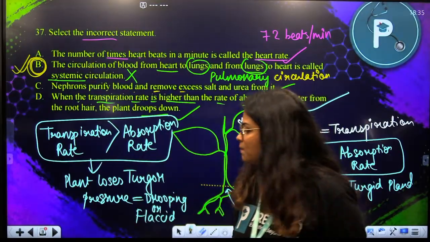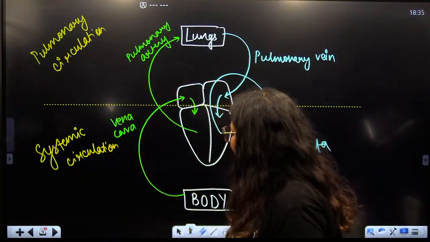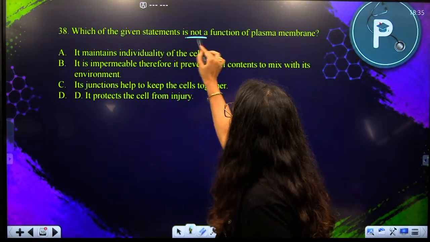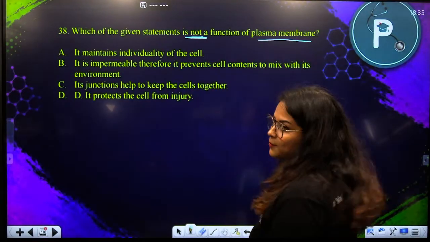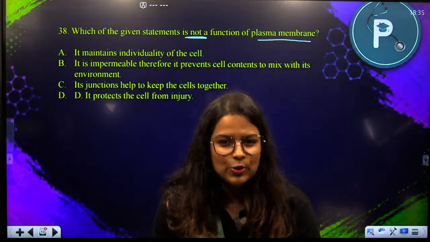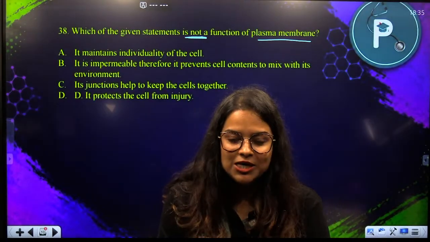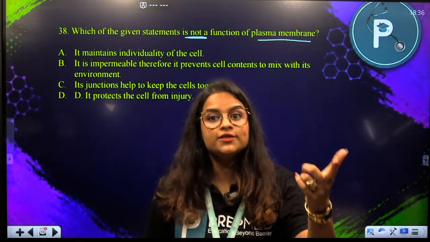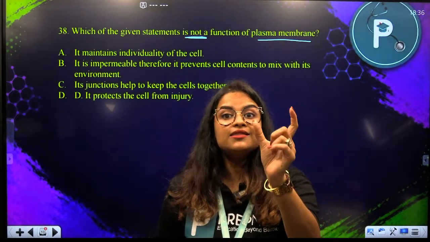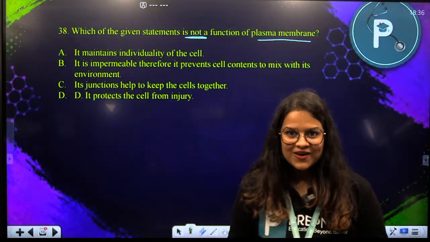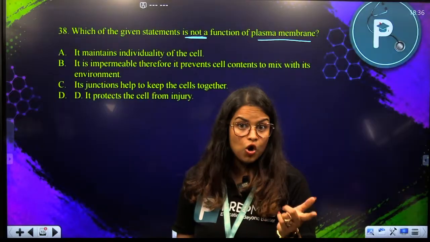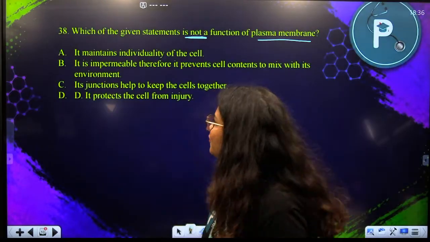Moving on to question number 38 now. They are asking which of the given statements is not a function of plasma membrane. By the way, have you noticed that in your Olympiad examination, every time they are giving incorrect, not, false. These are the keywords you have to find out. Remember what they're asking: incorrect or correct, true or false, not or is.